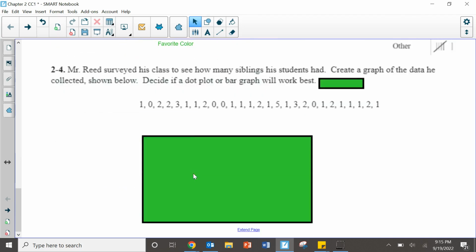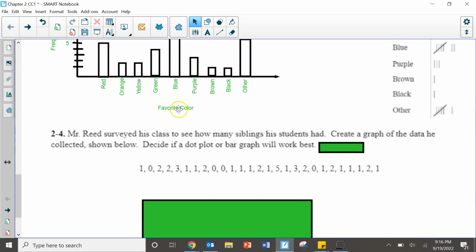Okay, let's look at one more example. Mr. Reed surveys his class to see how many siblings his students had. Create a graph of the data he collected shown below. Decide if a dot plot or bar graph will work best. A bar graph is for categories that aren't necessarily numbers, like the one we just made, where we were dealing with colors.